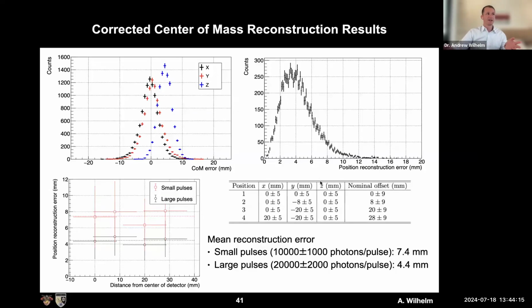To put that in perspective, if you wanted to achieve that level of position reconstruction precision using a physically segmented detector, you would need about 300 voxels, each individually instrumented, to fill a volume of the same size as our fiducial volume. Because we're using 32 channels, we have a savings of about an order of magnitude in the number of channels required to achieve that level of position reconstruction precision.